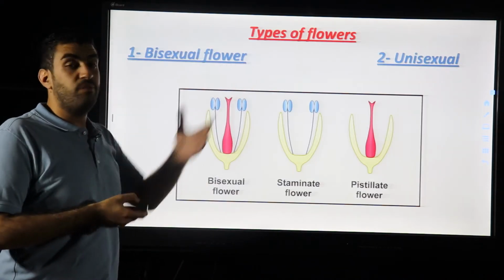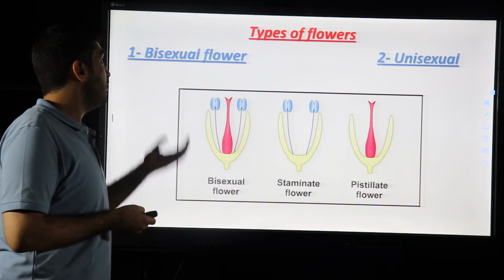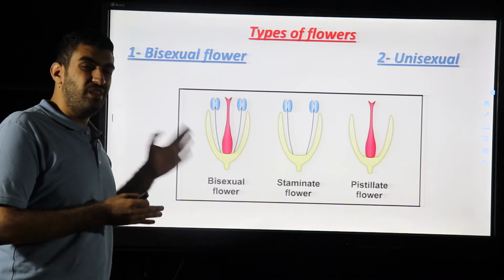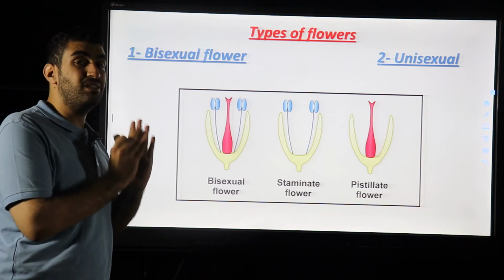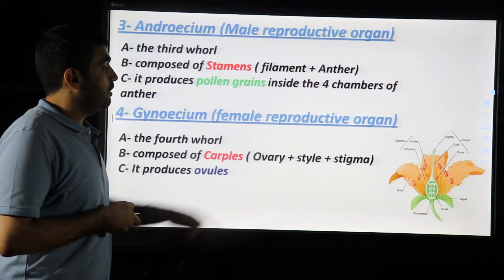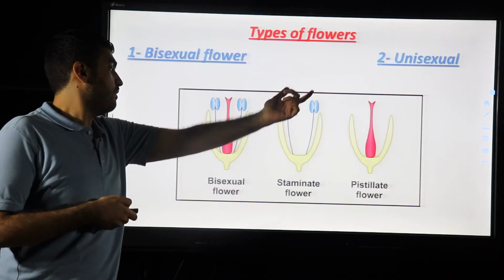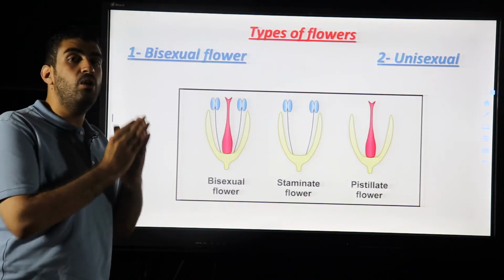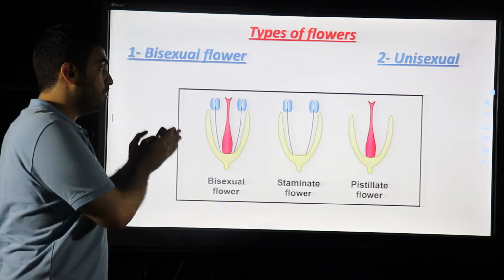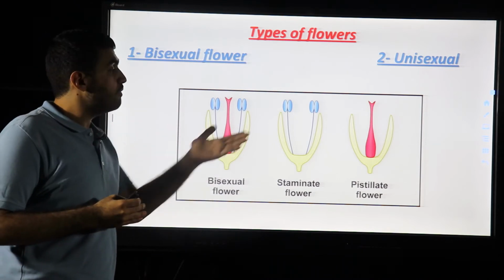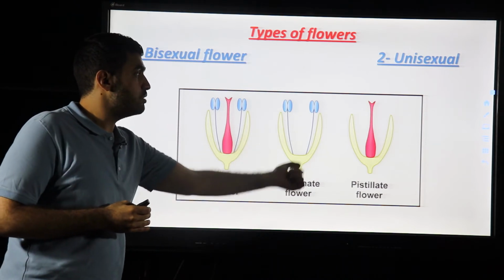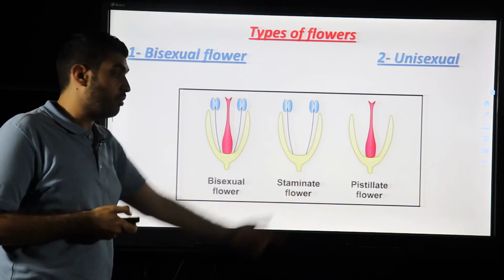The types of flowers: we have two types. Bisexual, which means this flower has male and female organs as well, like this one. Or unisexual flower, which means it has only one part, male part or female part. Androecium like this, or gynoecium like this. Okay?